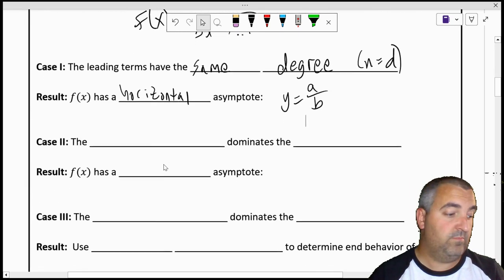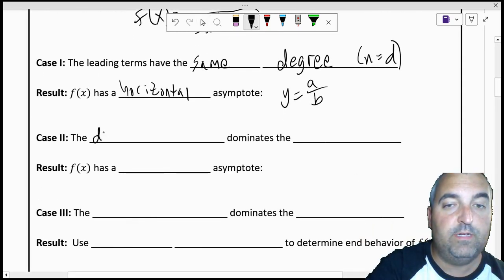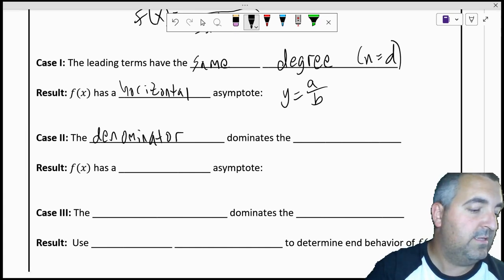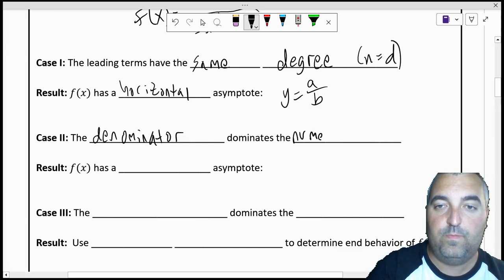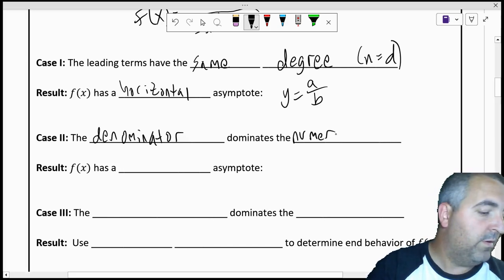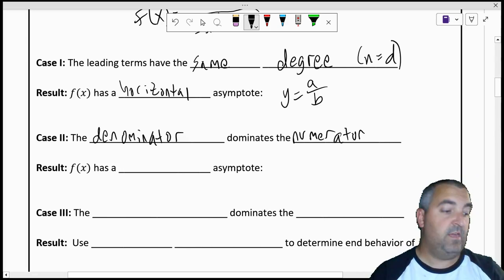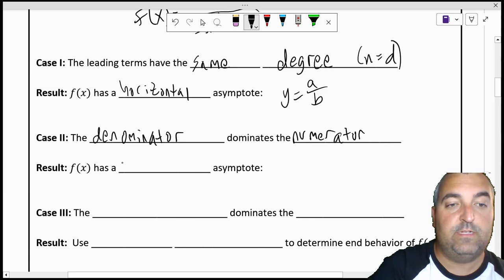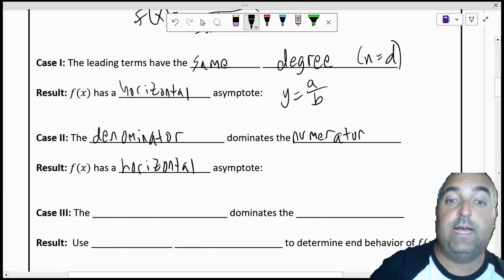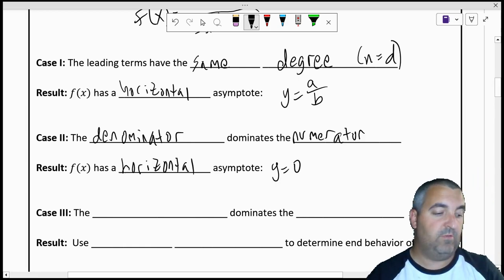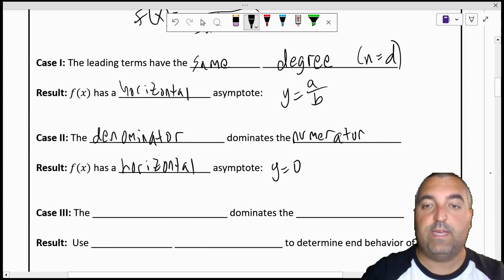Case 2 is when the denominator dominates the numerator, okay, or in other words, is bigger. Then what we have is a horizontal asymptote again, but this time it's just at y equals 0. Okay, so just a quick example.